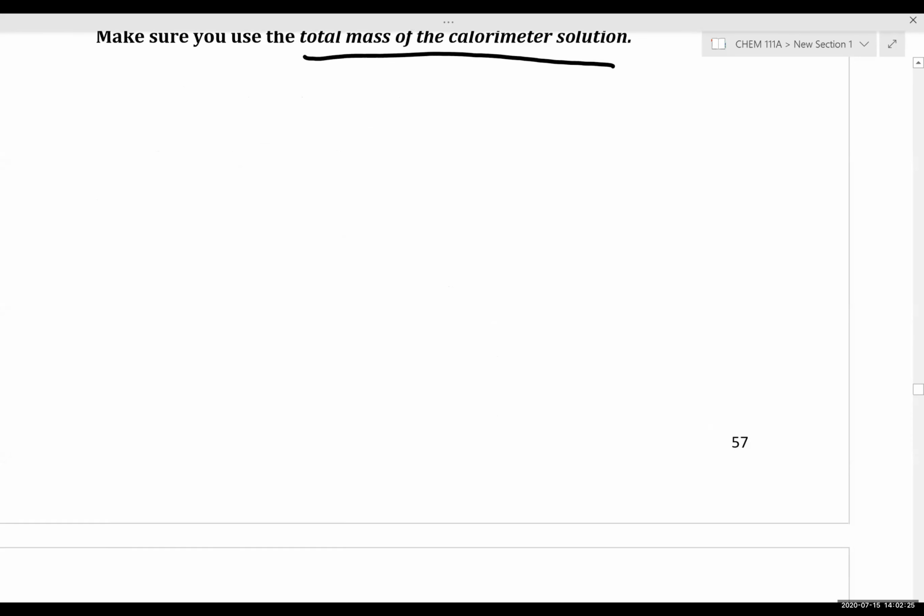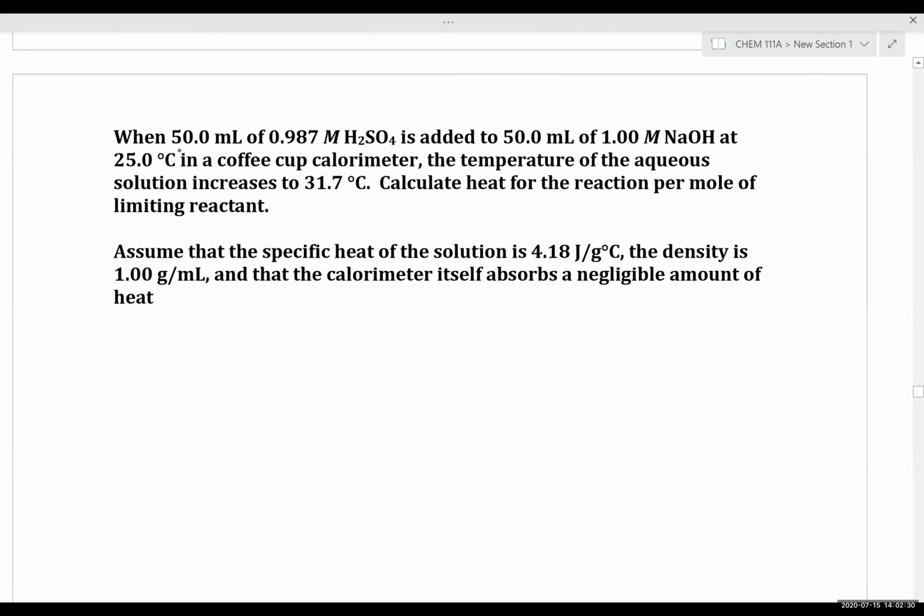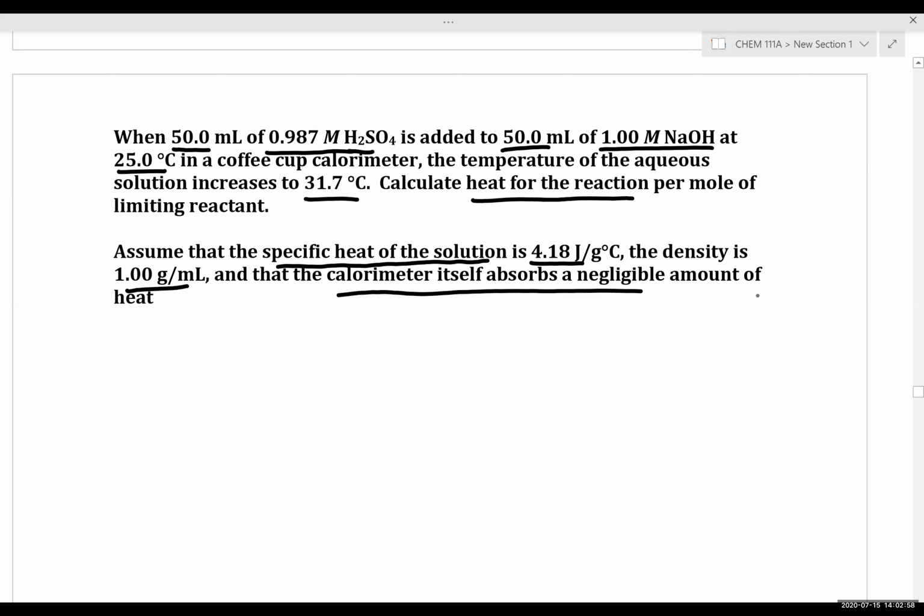Okay, so let's look at an example. Suppose we take 50 milliliters of sulfuric acid and we mix it with 50 milliliters of sodium hydroxide at 25 degrees Celsius. The solution raises to a final temperature of 31.7 degrees Celsius, and we're asked to calculate the heat of reaction. We can assume the specific heat of the solution is 4.18 and the density is 1 gram per mL, and that the calorimeter absorbs a negligible amount of heat.